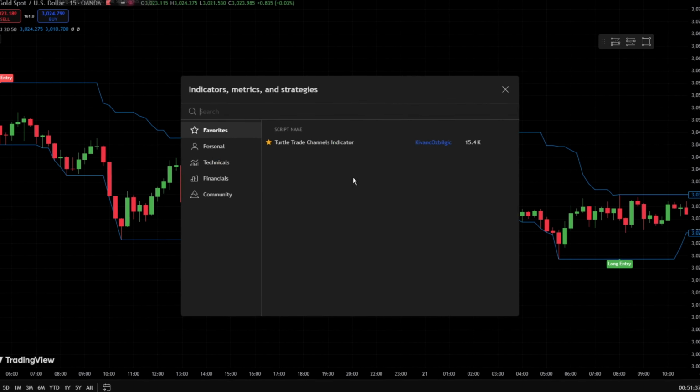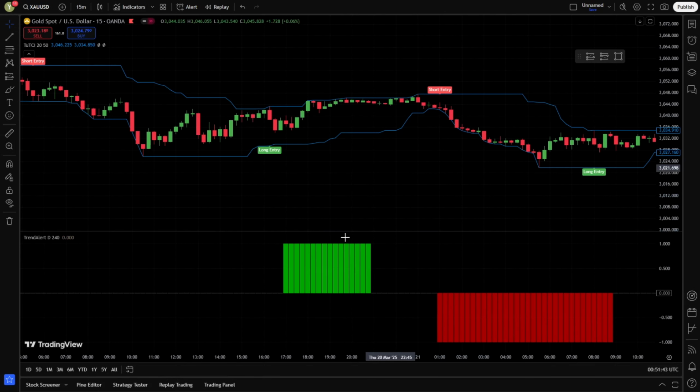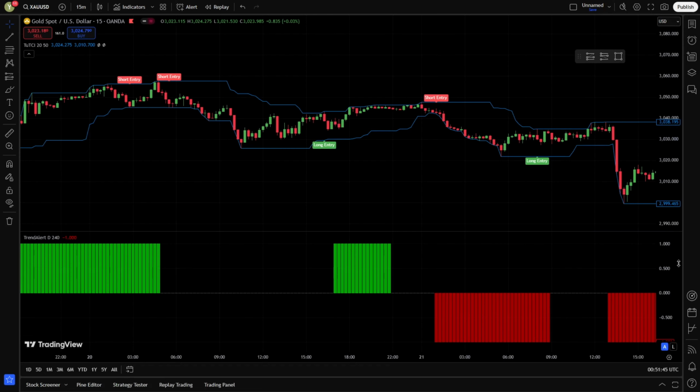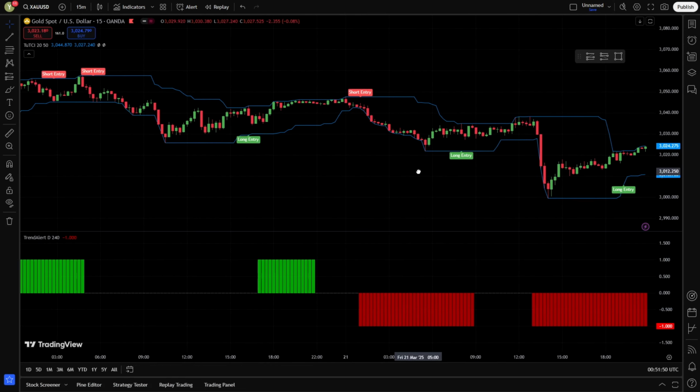Go to the Indicators tab again. In the search bar, type Trend Alert. Select Trend Alert by the listed creator. Green bars indicate a bullish trend, uptrend. Red bars indicate a bearish trend, downtrend. No bars equals no confirmed trend.